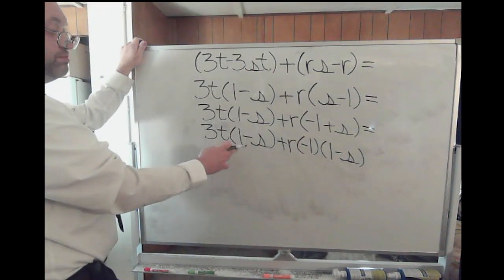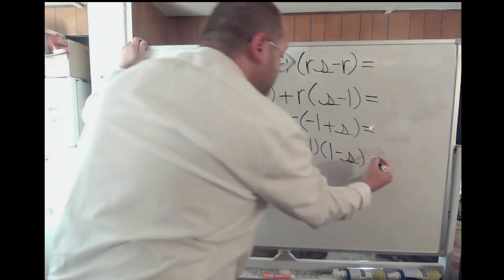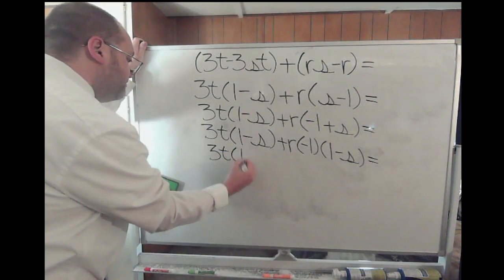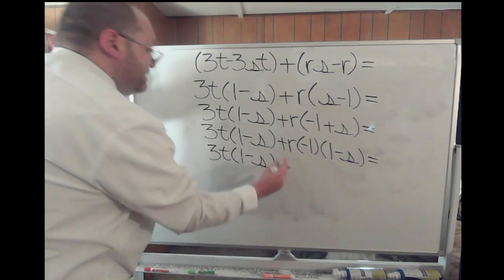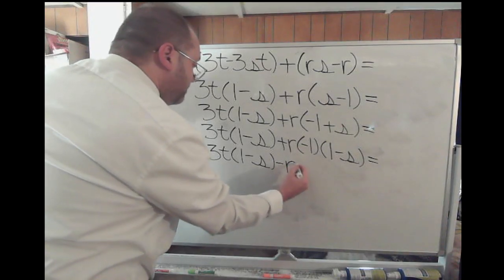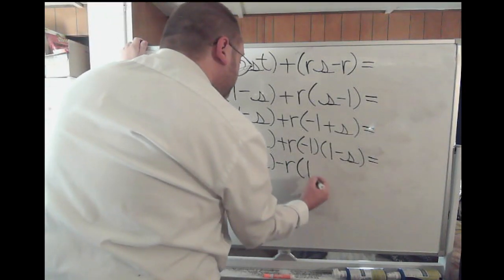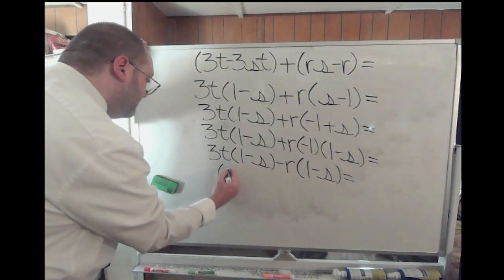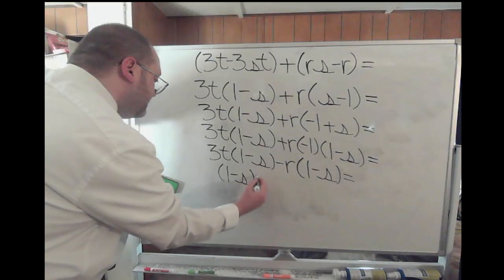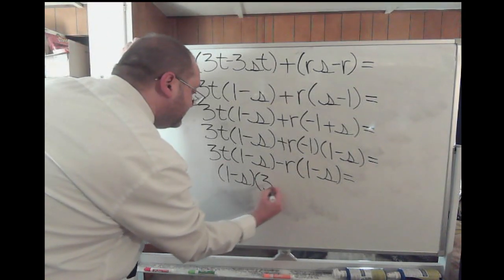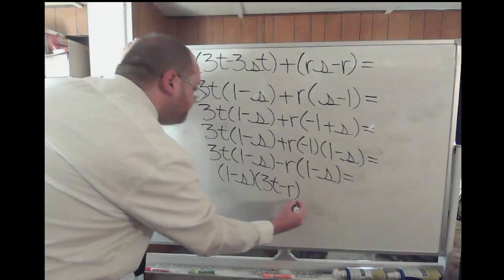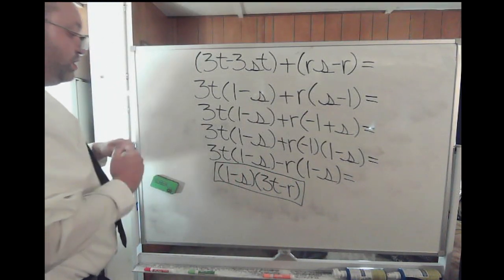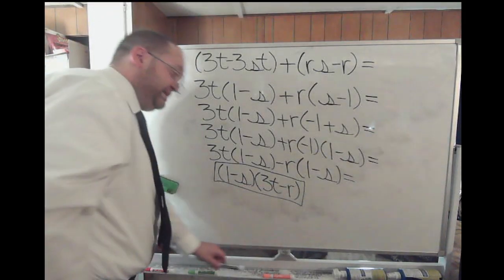Well, all of a sudden now both terms have the same common factor. But let's simplify this first before we factor. You'll have 3t times the quantity of 1 minus s. Now you have r times negative 1, that'd be minus r times the quantity of 1 minus s. Now we go ahead, factor out that common 1 minus s. You would end up getting the quantity left over of 3t minus r. So that is your answer, the quantity of 1 minus s times the quantity of 3t minus r.